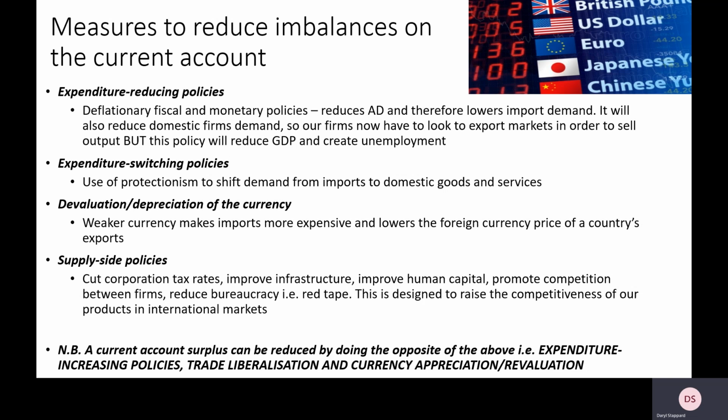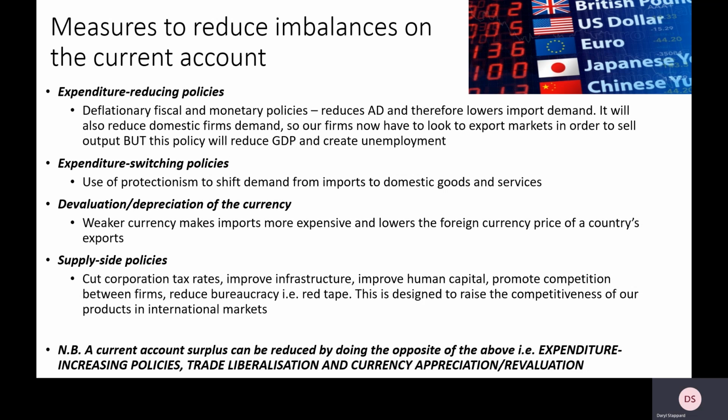But also, if our currency is weaker, the foreign currency price of our goods across the world will become cheaper, and that should incentivize a growth in our exports as well. Obviously, a problem with this, though, is that, again, it raises the price of imports, and that can lead to cost-push inflation in our economy and raise the price of people's living standards. So that could lead to lower economic welfare in society.